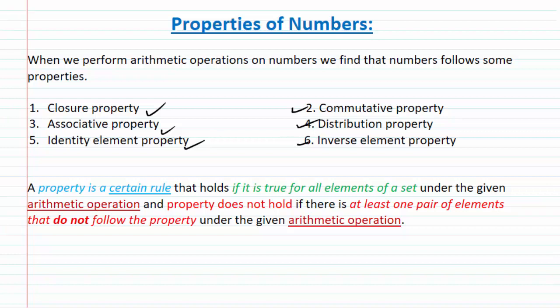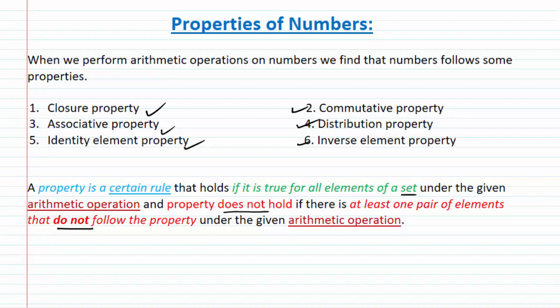But first let's understand what is property. A property is a certain rule. Means all the above properties are certain rule. But what exactly those rules are, that we will see next in this video when we will learn about these properties individually. So properties are certain rule that holds if it is true for all the elements of a set under the given arithmetic operation, and properties does not hold if there is at least one pair of elements that do not follow the property under the given arithmetic operation.